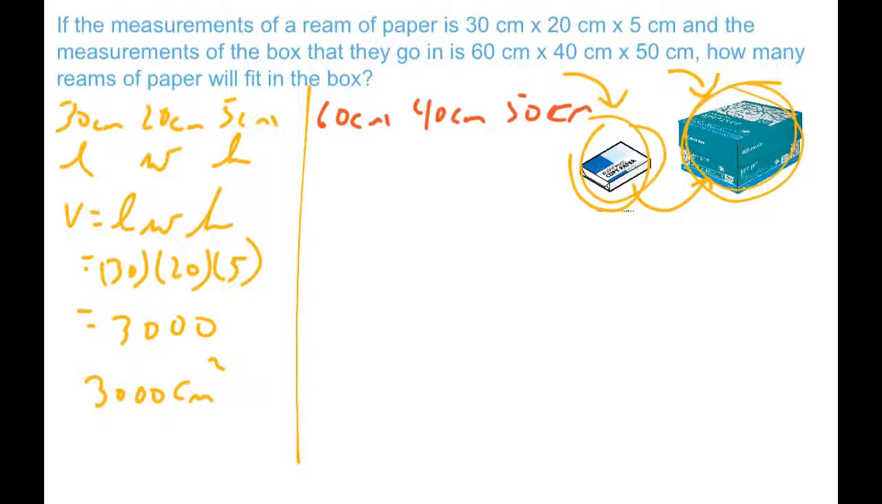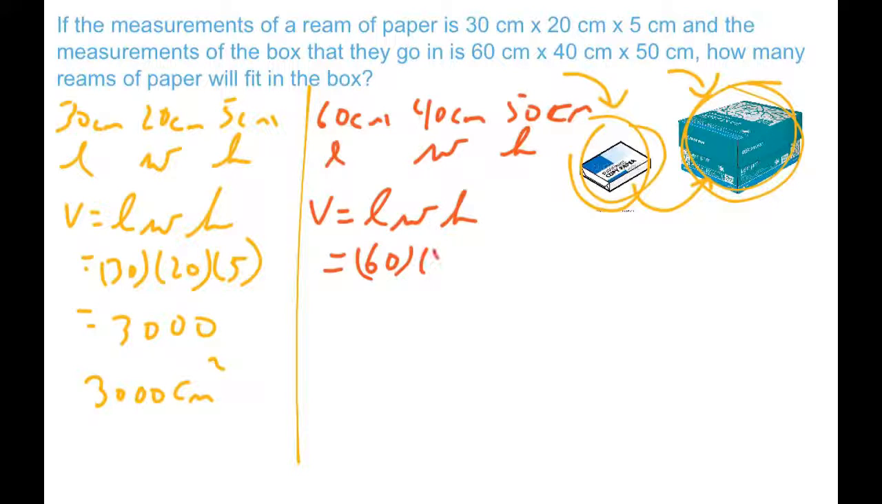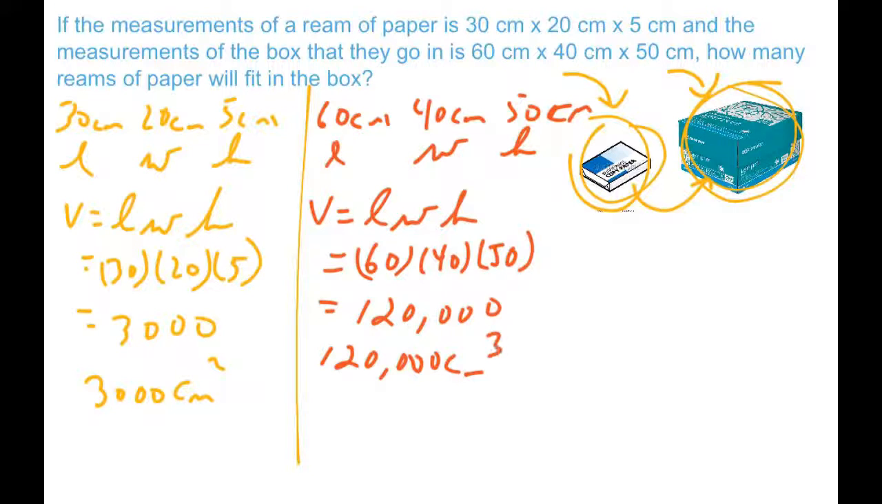All right, now we'll use the box, and that was 60 centimeters by 40 centimeters by 50 centimeters. So once again, this will be our length, this will be our width, this will be our height. Volume equals length times width times height. This is obviously going to be a much bigger number. 60 times 40 times 50. Multiply all that together, we get 120,000. So that's a volume of 120,000 centimeters cubed. I think I said squared over here, that's cubed.